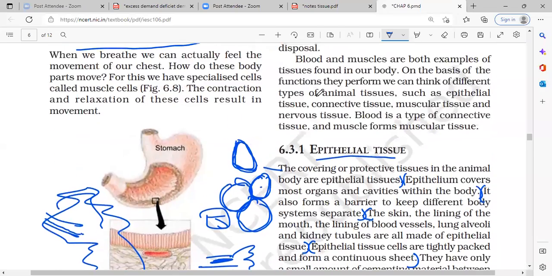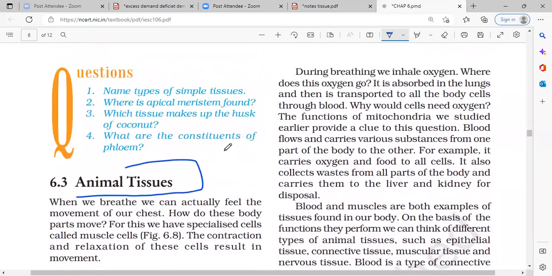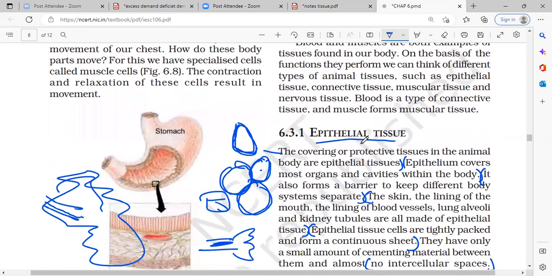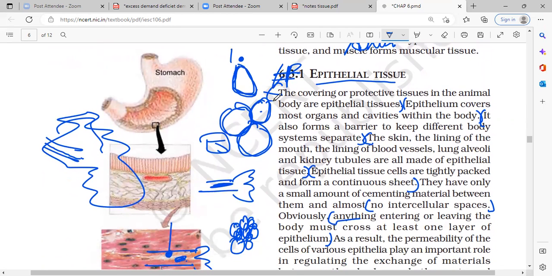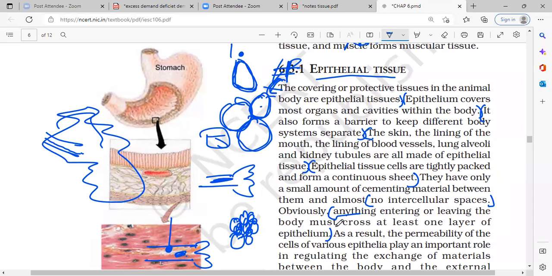So first of all, you will write animal tissue. Then you will write epithelial tissue. Give the heading like this, animal tissue, and don't write a hashtag, just write first epithelial tissue. Then: the covering or protective tissues in the animal body are epithelial tissue. Second point, epithelium covers most organs and cavities. Third, it is also a barrier. Fourth, the skin lining, and no intercellular movement. You have to write till here. Then we'll write the types of epithelial tissue.